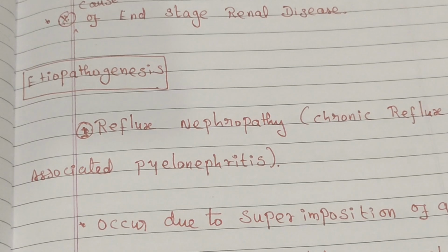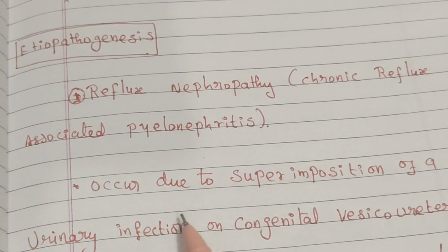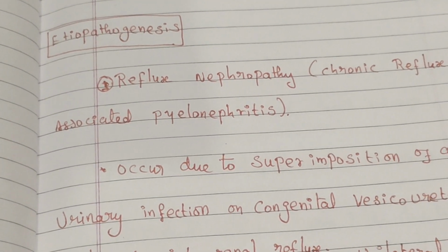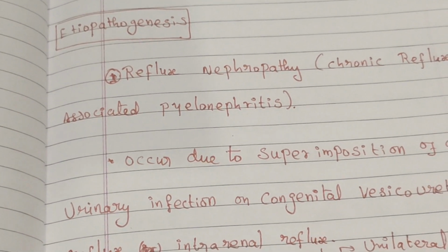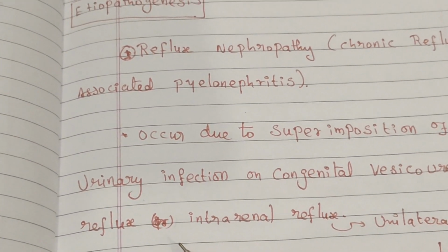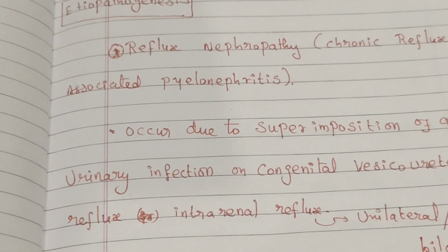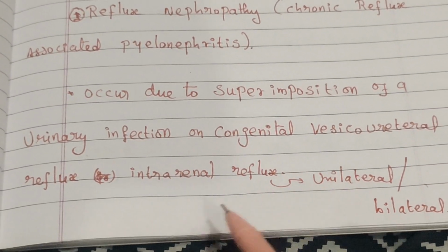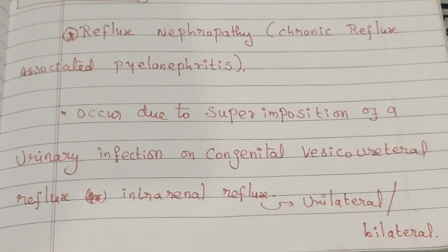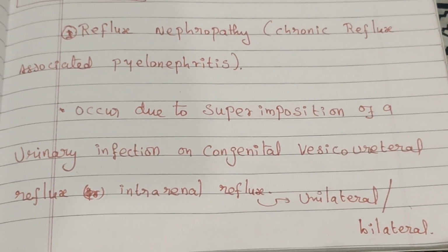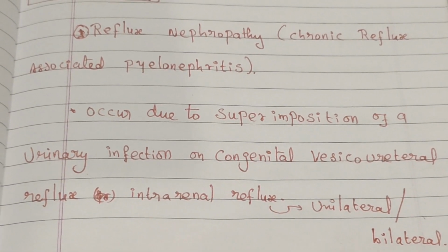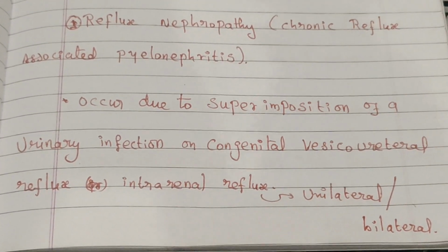This occurs due to superimposition of a urinary infection on congenital vesicoureteral reflux or intrarenal reflux. This reflux may be unilateral or bilateral.